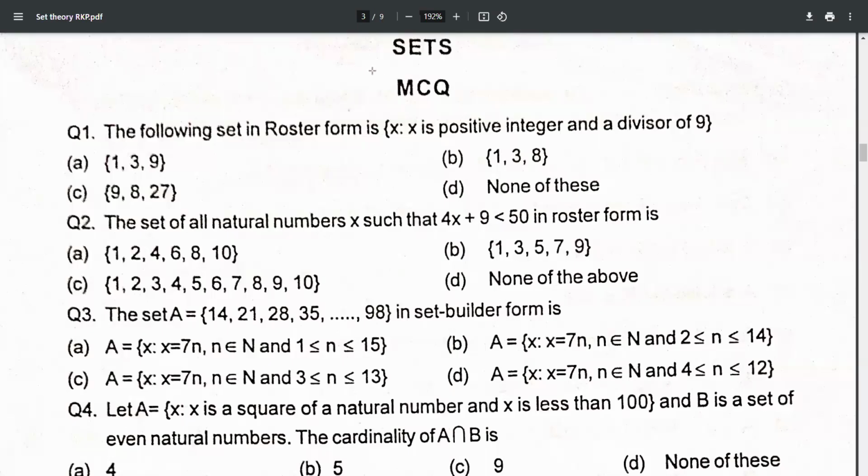In this video, we are going to do some MCQ from the chapter set theory. Now let's begin with the first question here.